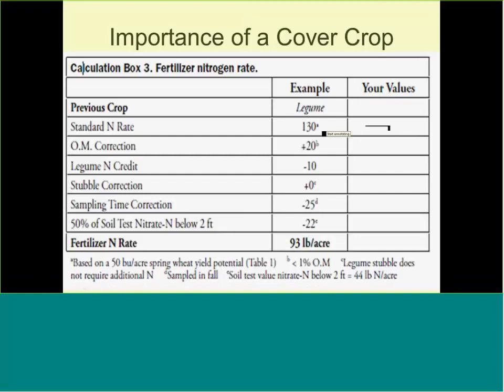It's very boring. Let's say the recommendation is 130 pounds of N per acre. They account for the organic matter, the legume that they had the year before, the sampling time, etc., etc. They end up having to apply 93. So remember, 40 acres to 100 acres, a 1,000-acre operation, the difference between applying 93 pounds per acre versus 130 is a big difference. They save a lot of money.